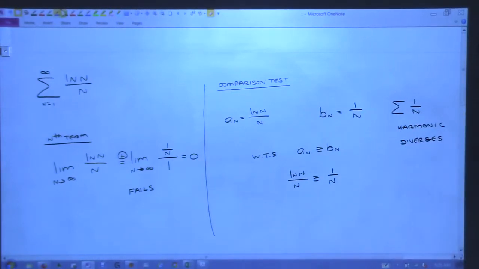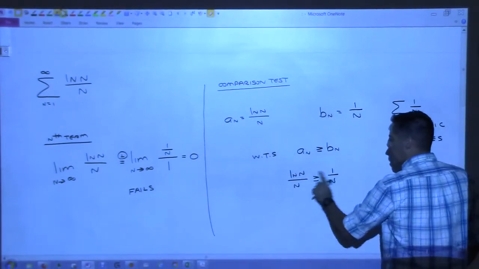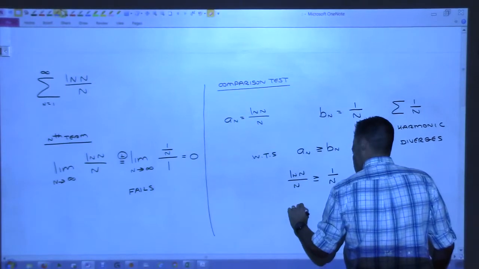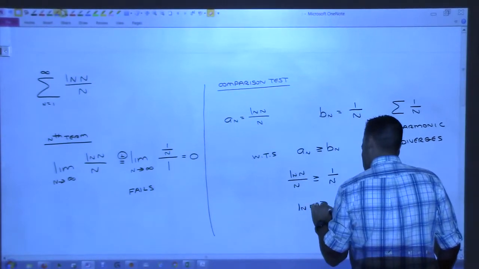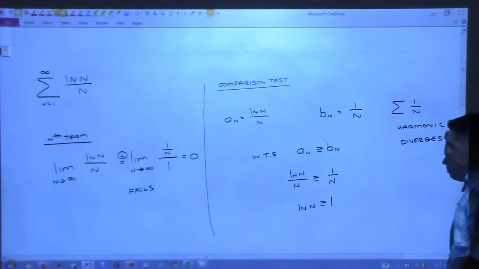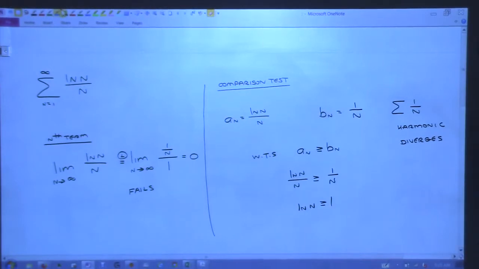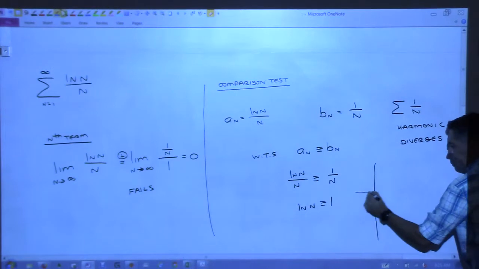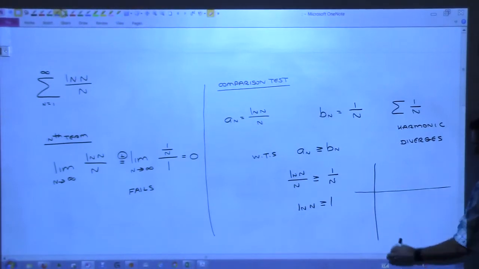All right, let's play that same game. Let's just multiply both sides by n. Can we do that? Multiply both sides by n. So you get natural log of n is greater than or equal to 1. Is that true? What does natural log look like if we were to graph the function, right?